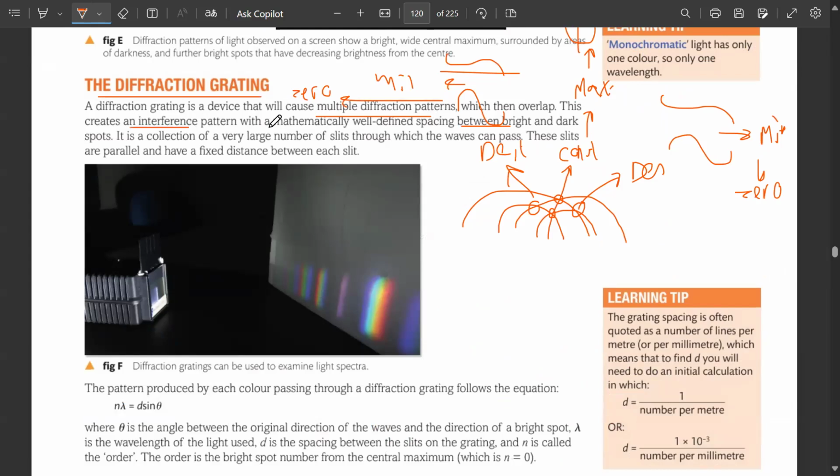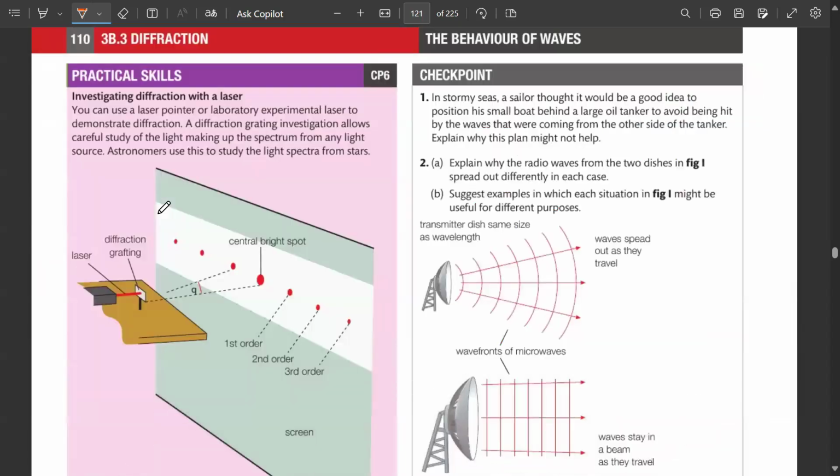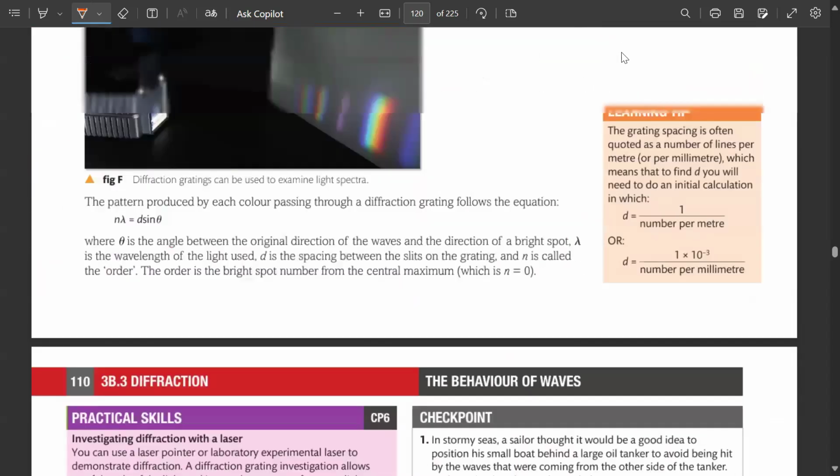This creates an interference pattern with a mathematically well-defined spacing between bright and dark spots, and it is a collection of a very large number of slits through which the waves can pass. Now from here onwards we have some formulas. Let's look at this once in a light room. What does this interference actually look like? There is a single slit interference as well.